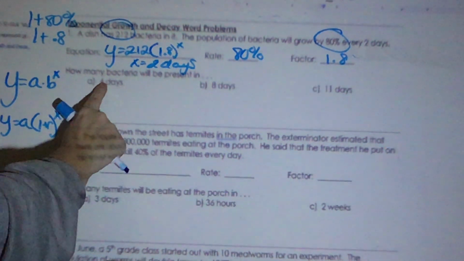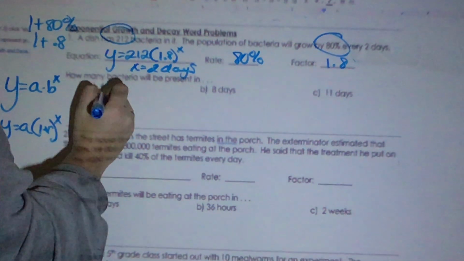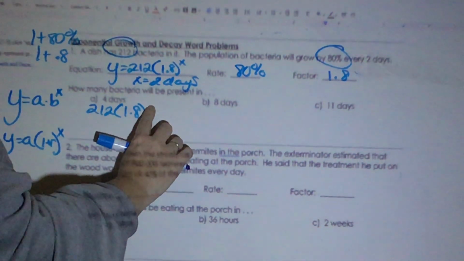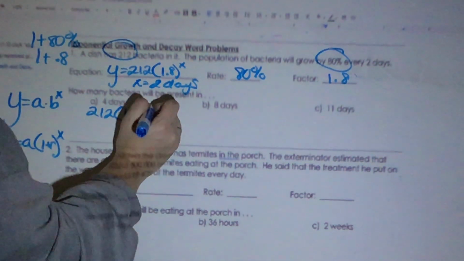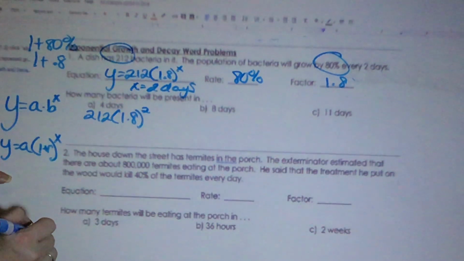So if I want to know what it is in 4 days, I want to use a calculator. I want to plug this in. And my x, if each x represents 2 days, and I want to know what it is at 4 days, I want to know what it would be when x is 2.